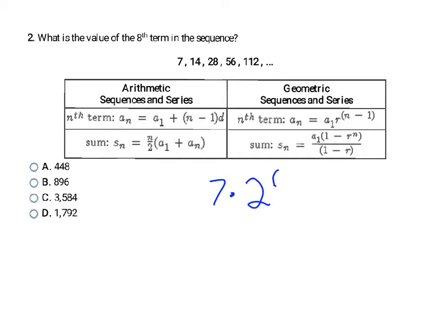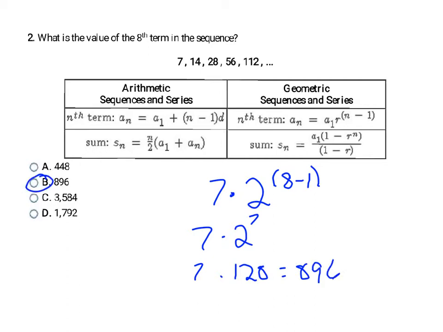And then n, I'm looking for the 8th term minus 1. So this is going to follow order of operations. I do parentheses first, and then I'm going to do exponents. So 2 to the 7th is 128, and then 7 times 128 is 896, so that makes my final answer B.